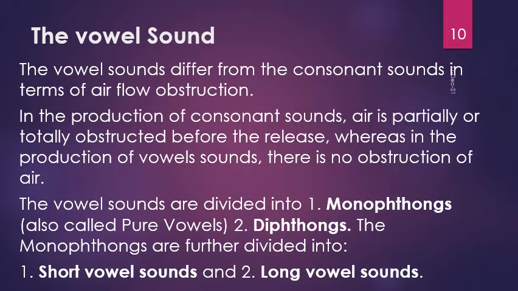The vowel sounds are divided into monophthongs, also called pure vowels, and diphthongs, also called glides. The monophthongs are further divided into short vowels and long vowel sounds.